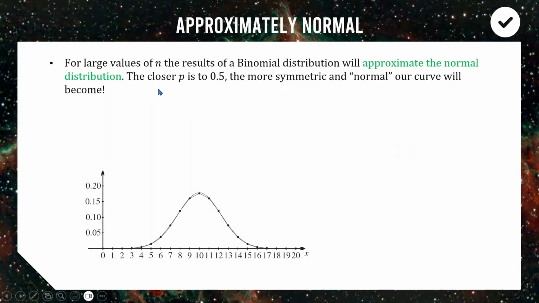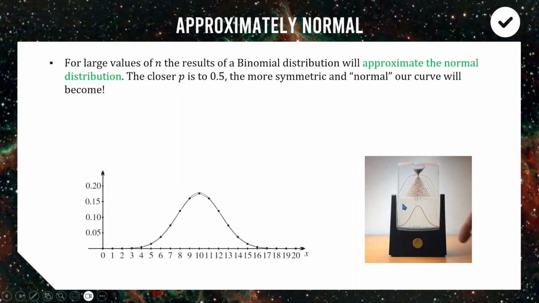So the closer your success value p is to 0.5, the more symmetric and bell curve like your distribution will become. Here's a quick example. This is called a Galton board or a quincunx, which is very confusing to say. Hopefully that doesn't get me demonetized. If you look at a bunch of binomially distributed outcomes, you will see them always forming a sort of normal-like distribution. The more trials you have, the more smooth that bell curve will become.